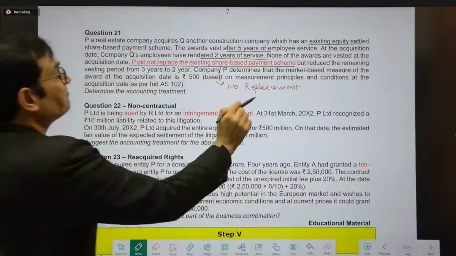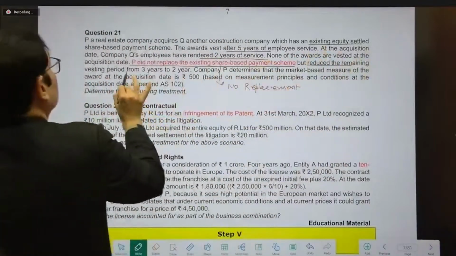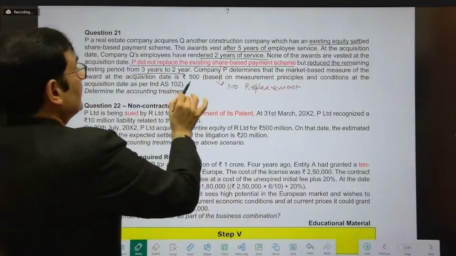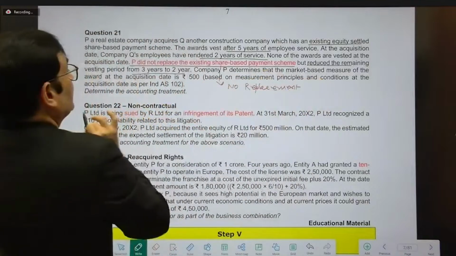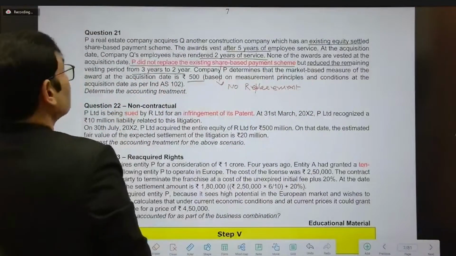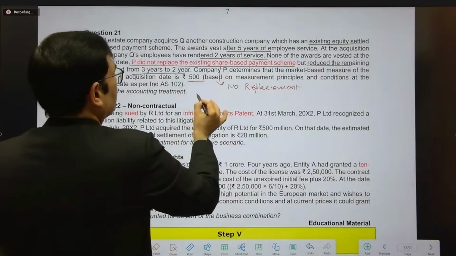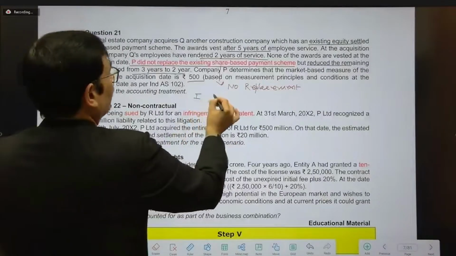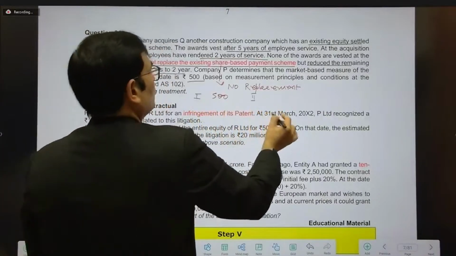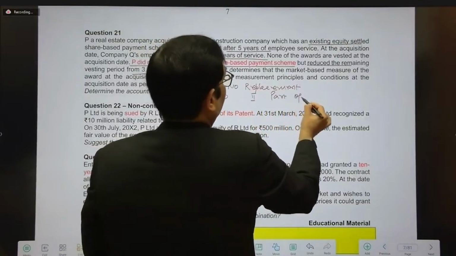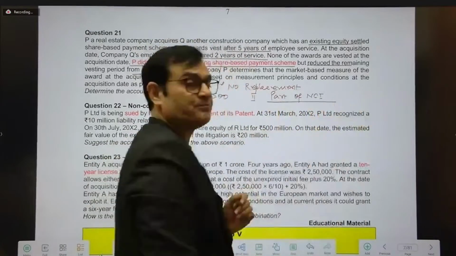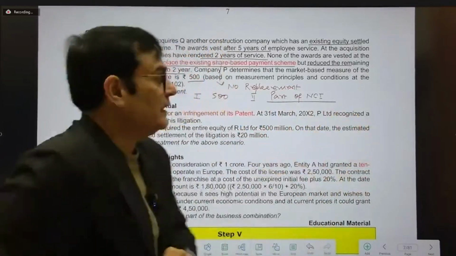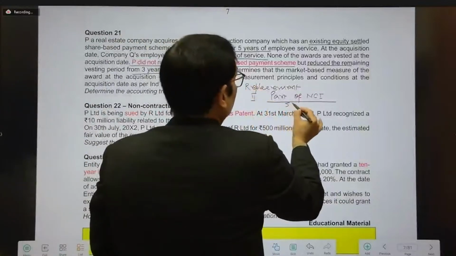So let's have a look. It says it reduced the remaining vesting period from 3 to 2 years. They reduced the vesting period from 3 to 2. Then he says company P determines that the market value of the award on the acquisition date is 500. Determine the accounting treatment. So let's organize step number 1. We need to calculate the fair value of the original award, that is 500. Then step number 2, we need to decide what is a part of NCI, because if it does not replace, then in that particular case, this is going to go to the outsiders and is going to become a part of the NCI. So we will take a proportion of 500.